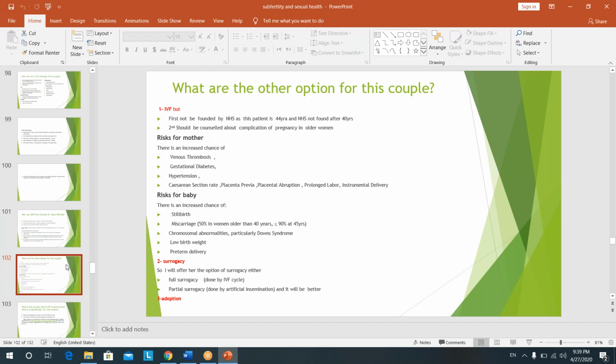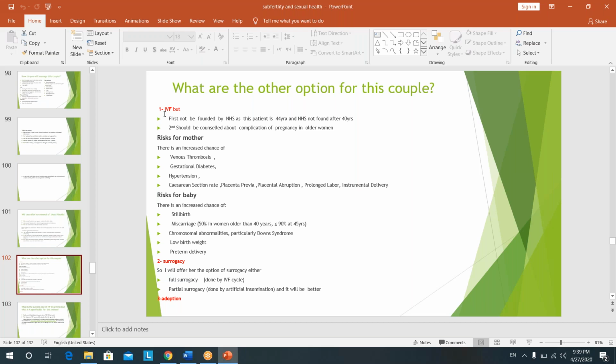So the next question will come. What will be the other options available for this couple? You can go systematically, and you can mention the negatives. Even if an option is not suitable for her, you have to mention that. Don't ignore IVF just because it may not be suitable. You have to tell the examiner that I will offer her IVF, but I will explain to her that IVF will not be suitable for her at that age.